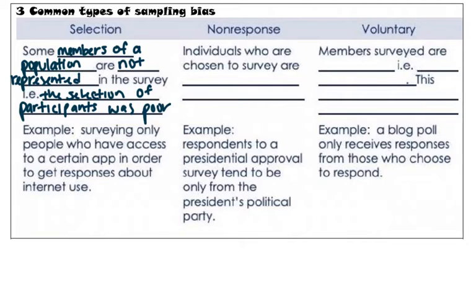So here's an example. Surveying only people who have access to a certain app in order to get responses about internet use. That would be selection bias.